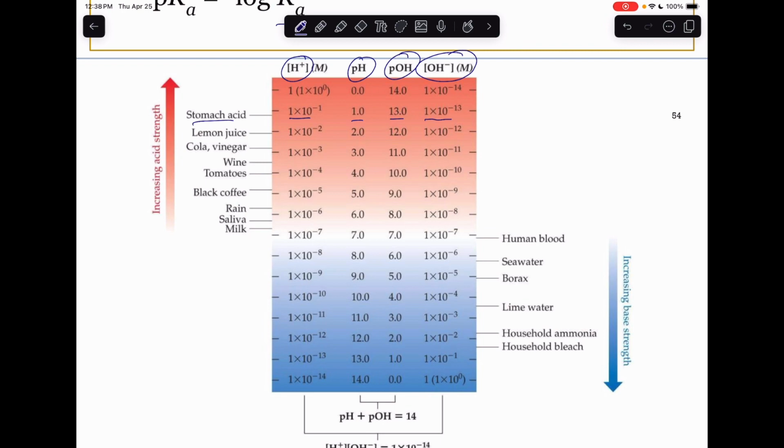Lemon juice, soda, vinegar, wine, tomatoes, black coffee, rain, saliva, and even milk. These are all examples of acidic solutions. Most of the foods and drinks that we consume are acidic. They have pH less than 7. Over here, we have some examples of basic solutions. Human blood is about 7.4 pH, just slightly basic. Seawater, borax, lime water, and household ammonia and bleach and other cleaning products and detergents are basic.